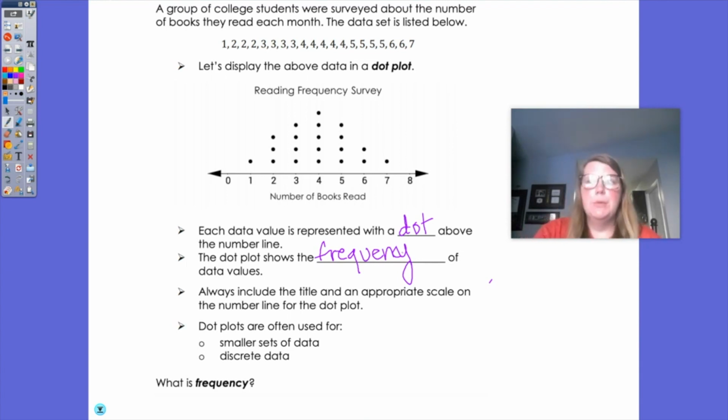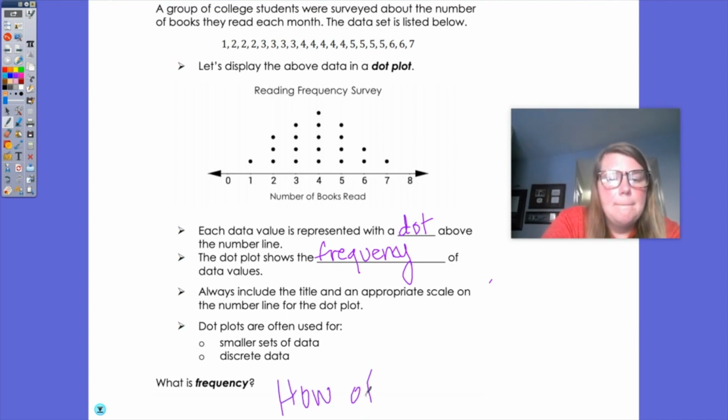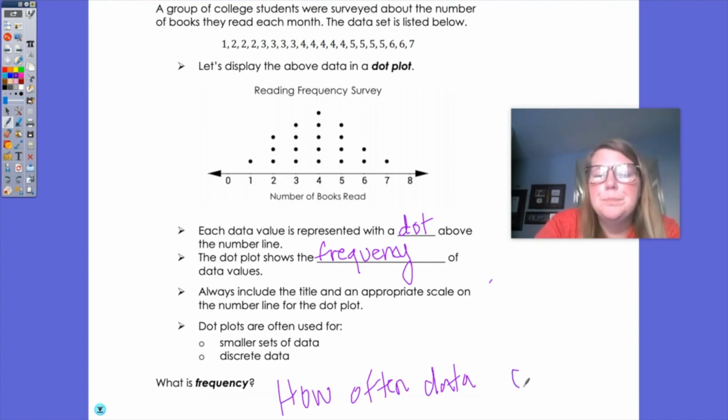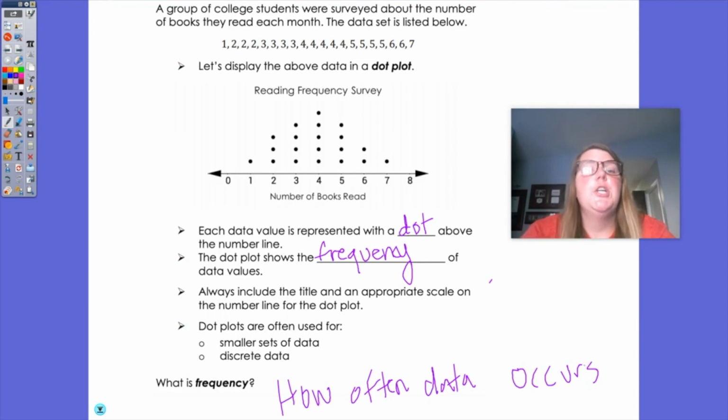So what is frequency? Frequency is how often the data is occurring. How often data occurs. So if we look at this dot plot, if we wanted to know how many people read 5 books, we would look at 5 and count the number of dots. 4 would be the frequency of people that read 5 books.